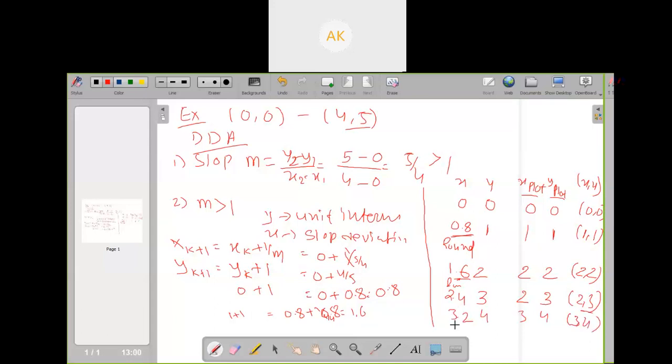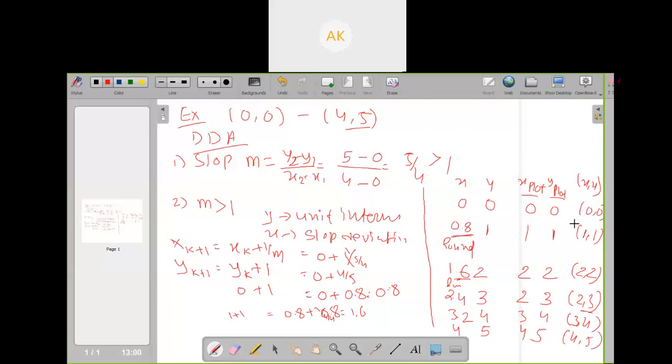Again calculate the value of x, 3.2 plus 0.8, which is 4. There's no need to round because it's an integer value. And y incremented by 1 is 5. Plot 4, 5, which equals your endpoint. So stop your algorithm here.